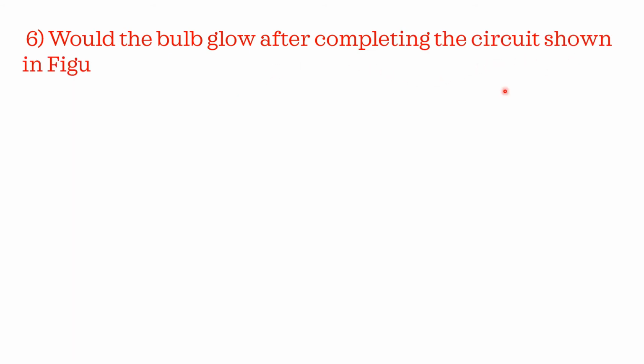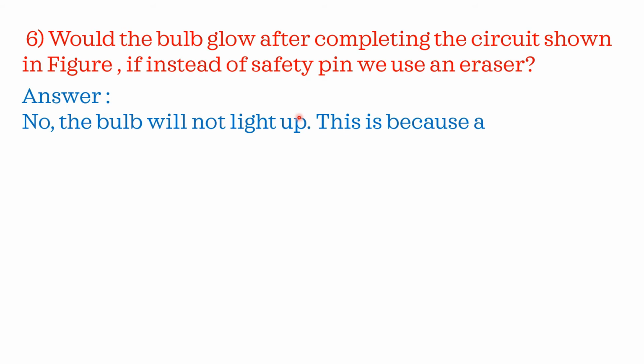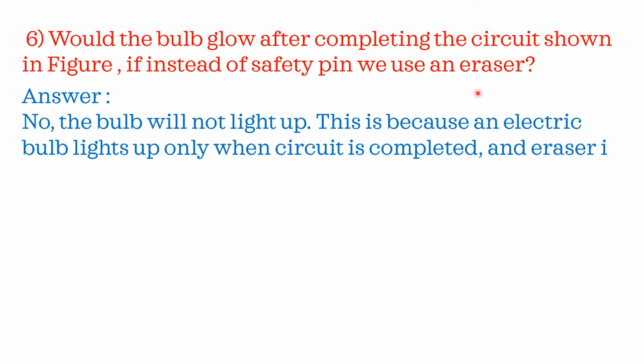Okay, next one. Would the bulb glow after completing the circuit shown in the figure if, instead of a safety pin, we use an eraser? Now we discuss. No, the bulb will not glow because an eraser is an insulator. It won't allow the electric current to pass through it. So that's why the bulb will not glow if we place an eraser in the place of the safety pin.